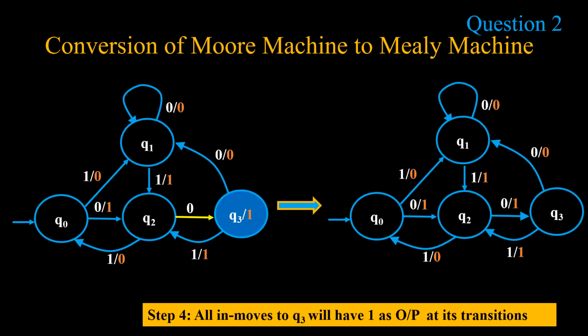And next we move to Q3 state. In Q3 state, we have only one in move, that is on 0, and Q3 itself has an output of 1. So we will convert this from 0 to 0 slash 1, and this is how we get all four states of Moore machine converted to Mealy machine.